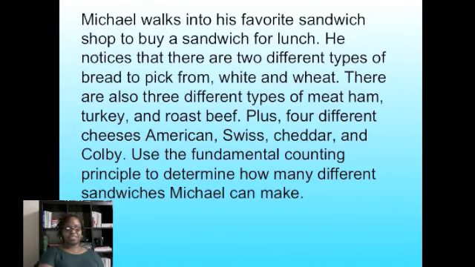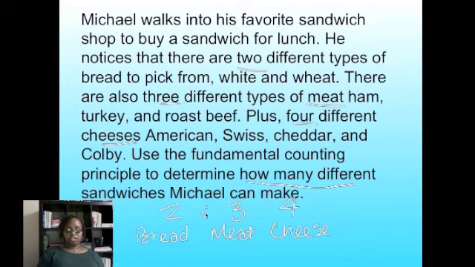All right, last example we've got here, guys. You've got Michael walks into his favorite shop and he's got to figure out how many different sandwiches he can make. So again, fundamental counting principle, we want to list our different categories. So in this problem, he's got to choose the bread, he's got to choose the meat, and he's got to choose the cheese. Okay? And if you look at it, he's got 2 different types of bread. He has to choose from 3 different types of meat, and he's got 4 different cheeses.